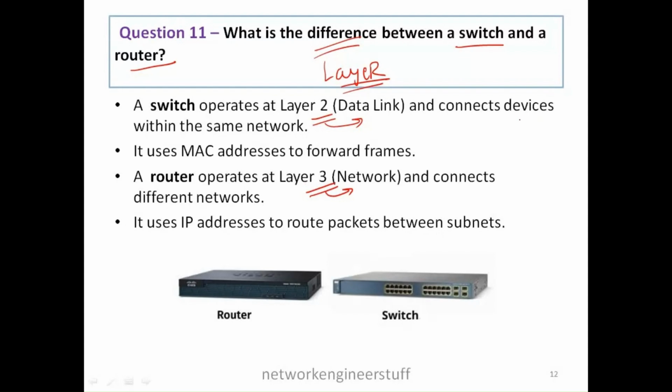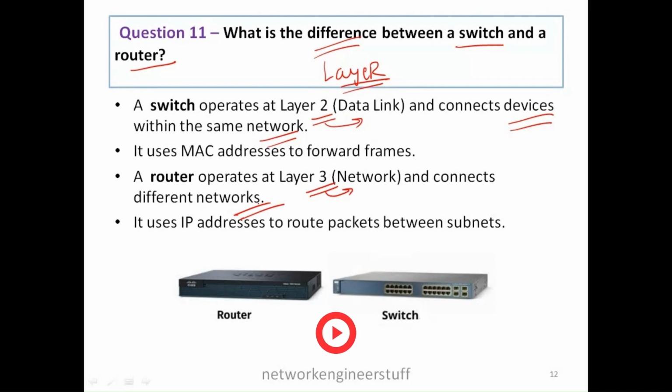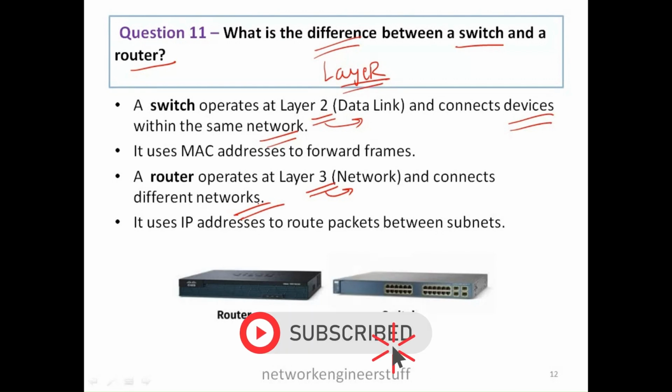A switch connects devices within the same network. So whenever you need to connect devices in the same network, you use a switch, and when you want to connect different networks, we use routers. I'll repeat, to connect devices within the same network, we use a switch, and when we want to connect different networks, we use a router. Okay, so this is another difference.